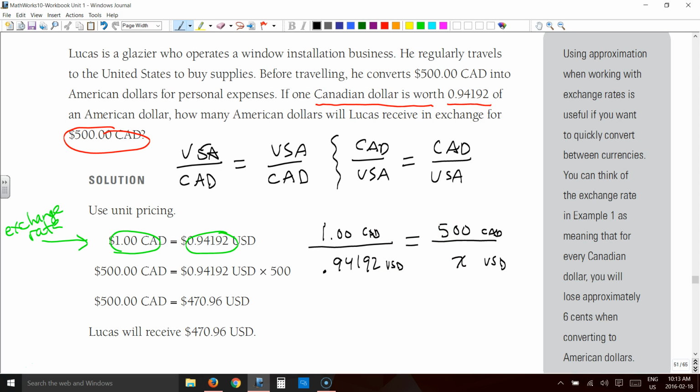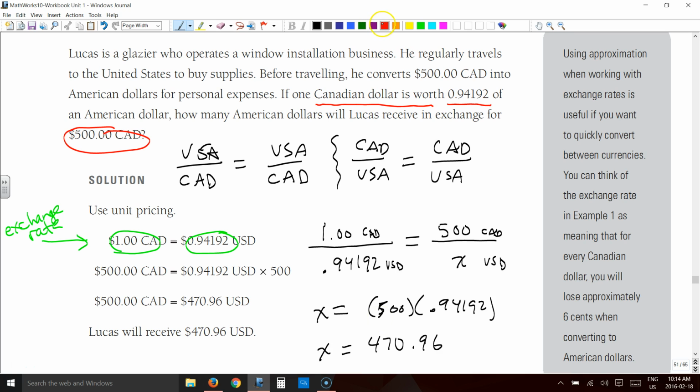That's why I was insisting at the beginning of this course that you learn how to do this skill, because it just keeps coming up. So X will be equal to these two multiplied, 500 times 0.94192, all divided by the 1. I'm not even going to bother showing dividing by 1 because it's redundant. It doesn't help us, it's just a waste of time. So let's just multiply these together. As a result, we are going to get 470.96 when you multiply those together. And basically, that's what they did anyways.